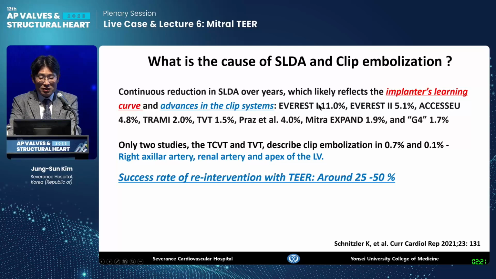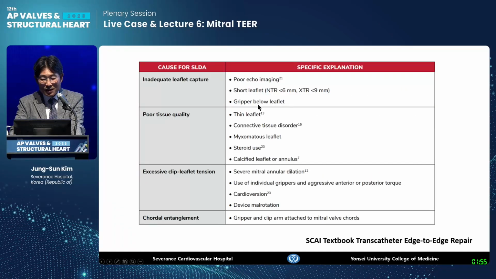Initially, the EVEREST I trial reported 11%, but right now it is 1.7%. Also, in terms of clip embolization, TCVT and TVT report 0.7 and 0.1%. Another issue is that the success rate of reintervention with TEER in this situation is around 25% to 50%.